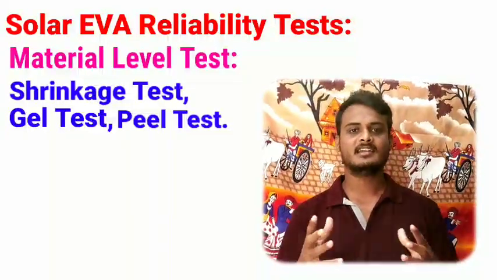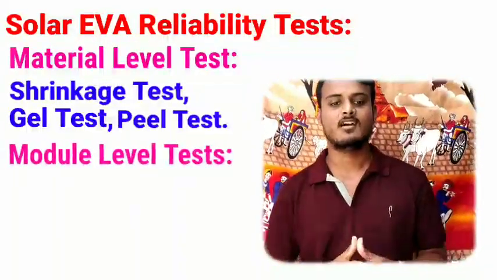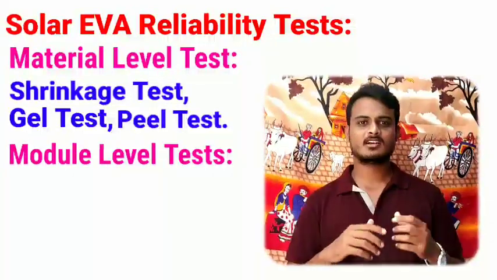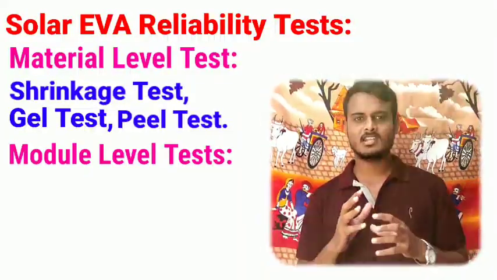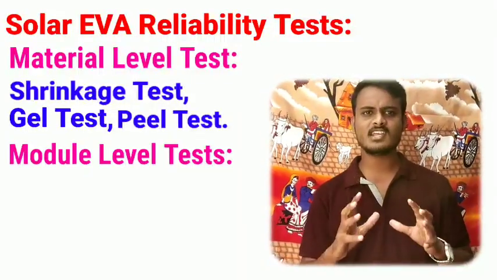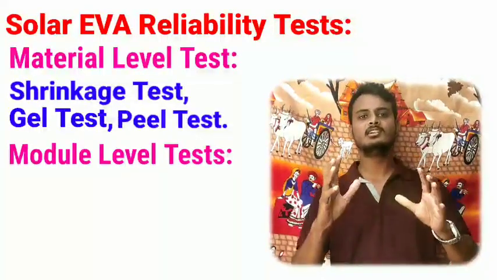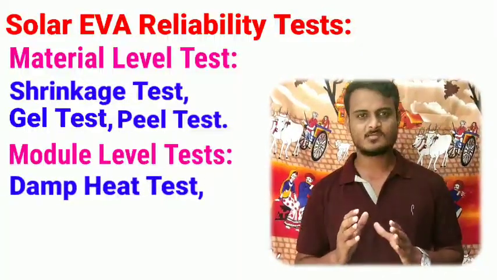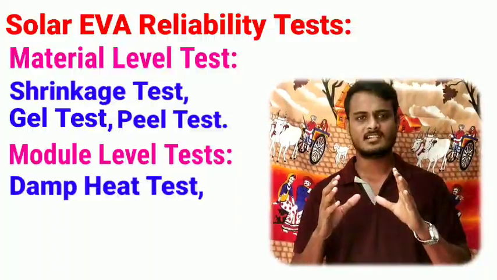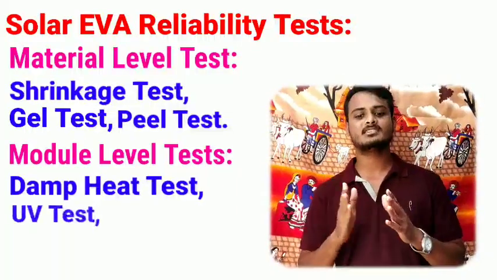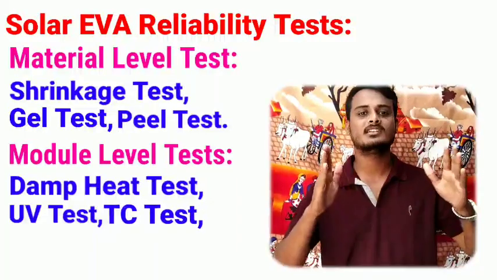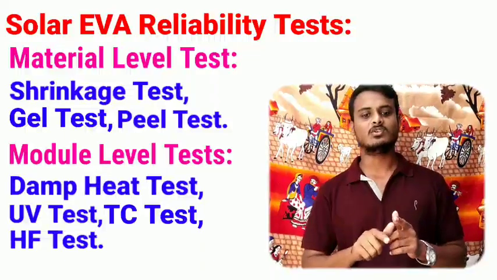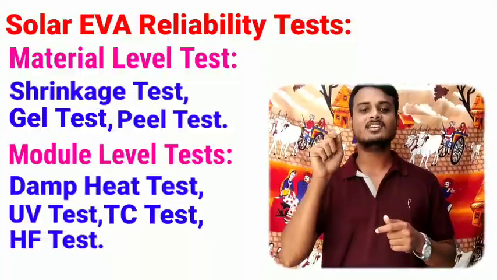That is the good peel test of solar EVA. The final categorization is module level tests. The final product, we have completed the product manufacturing. On that module we need to check EVA performance. Only EVA performance we are checking in reliability tests. Module level tests are the damp heat test. I already clearly explained it in my old video, please watch. The next one is the UV test. The next one is the thermal cycling test. The next one is the humidity freeze test. All these tests are conducted for EVA purposes only. Those are the module level tests in the EVA reliability tests.